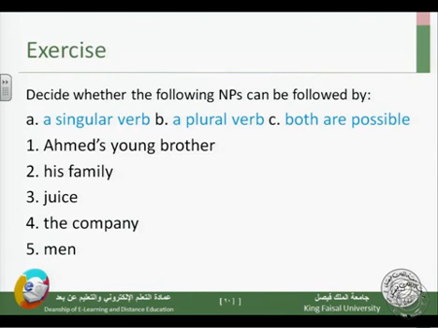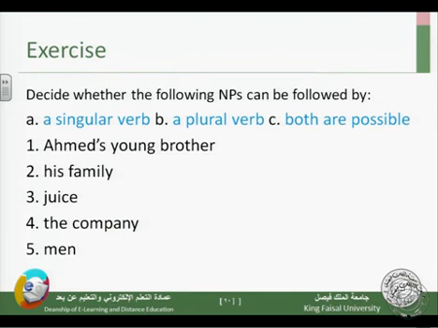Number three, juice. We can say juice is, but we can't say juice are, because juice is a mass noun. And thus the choice will be A. Number three, juice is followed by a singular verb.